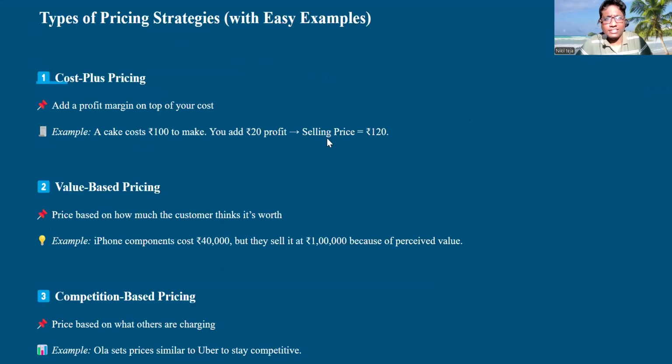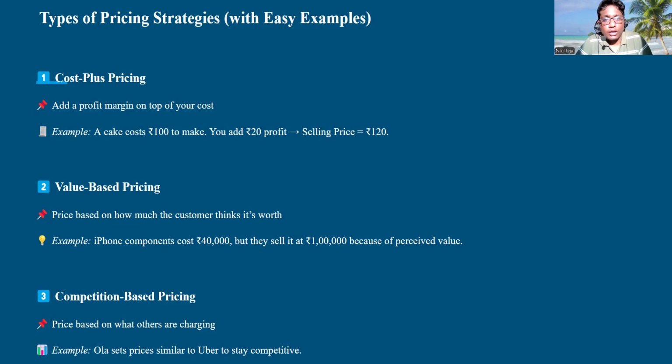So this is pricing strategy and the types of pricing strategy. First is cost plus pricing. That is nothing but adding a profit margin on top of your cost. If you are selling a pen for 15 rupees and the cost is 10 rupees, the profit margin is 5 rupees. A cake costs 100 rupees to make. You add 20% profit, 20 rupees, selling it for 120 rupees. That is the selling price. So cost is 100 rupees, and you get 20 rupees profit margin.